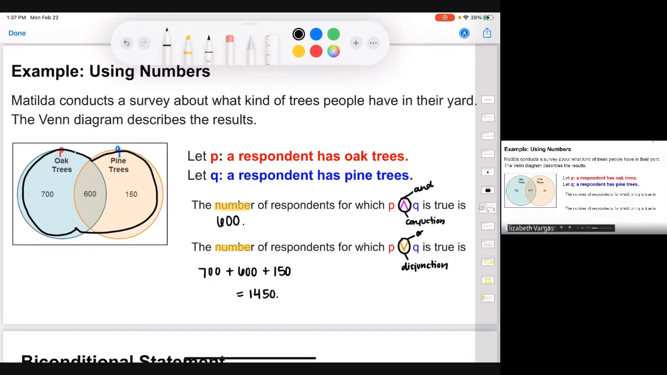And so that would be the number of respondents for which P or Q is true. Okay? So that's how we would use the Venn diagram with numbers to answer these types of problems. Does anyone have any questions about any of this?